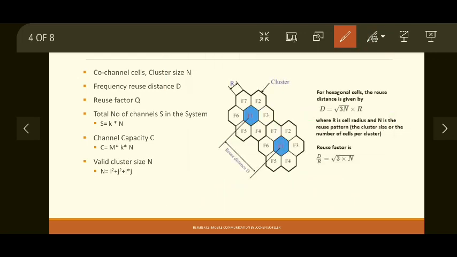So what are the valid sizes of a cluster? In this particular diagram you can see the cluster size n is 7. Now how can this n be calculated? Can we take any number like 5, 10 or whatever number we want? That is not the case. n is given by, as you can see in the diagram, the formula i square plus j square plus i into j.